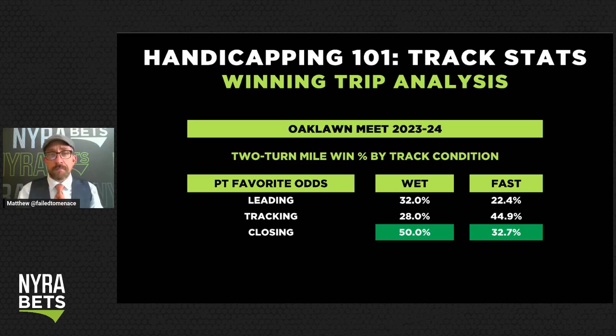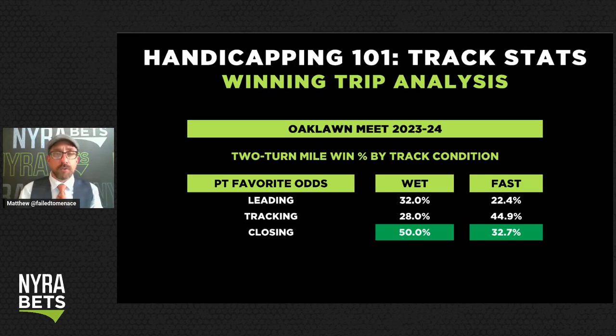And last year's Oaklawn meet is a great example of this. So I was looking at the 2-turn mile win percentage and the different track conditions, wet versus fast. And Oaklawn had a lot of wet conditions throughout the meet. They always do over the winter. And what you saw were actually closers, horses coming from more than 3 lengths back at the half-mile mark, doing significantly better over a wet track as opposed to a fast track. That was a little bit interesting and counterintuitive.